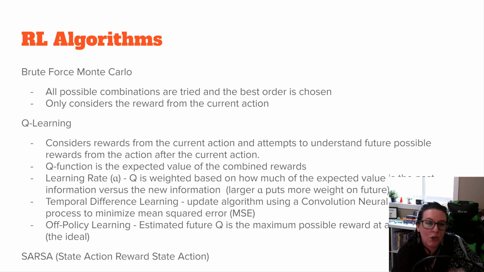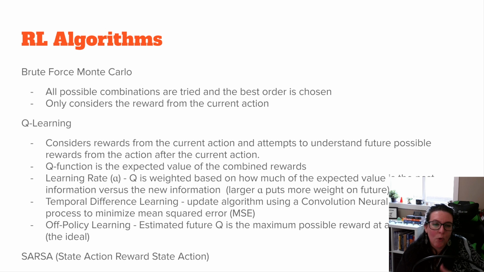So it creates what's called a Q function, and a Q function is the expected value of those combined rewards, the rewards from the current action and the rewards from the anticipated actions in the future. When we look at Q-learning, we have a learning rate. So our Q, that expected value of the combined rewards, is going to be weighted based on how much of the expected value is the past information versus the new information. So how much are we learning? The larger alpha puts more weight on the future. Okay, lower alpha considers just that past information.